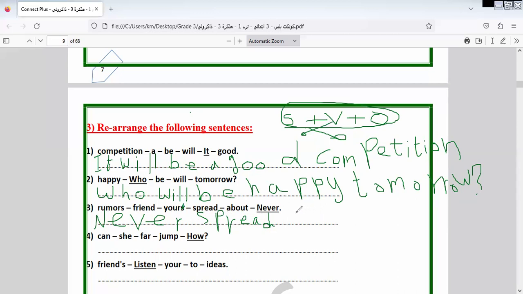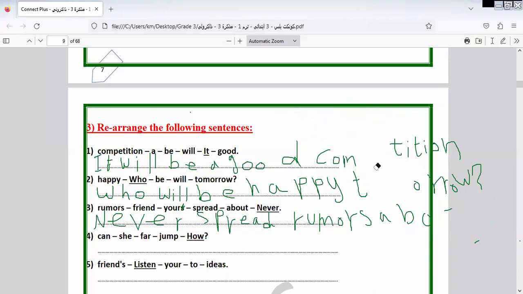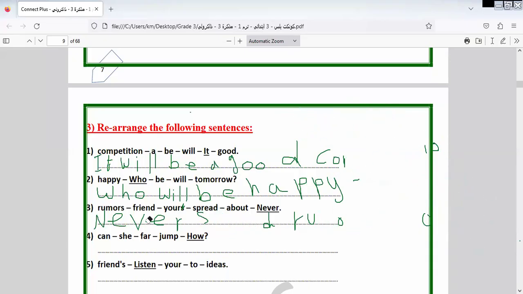Never spread remorse about your friend. I put a full stop at the end of the sentence here. Okay. Here, I answered three of them. I will leave the rest for you to do. You know the rule and you can do it by yourself. Okay.